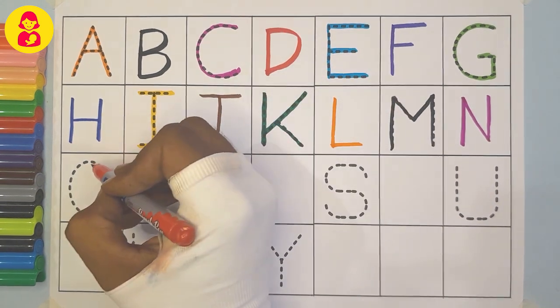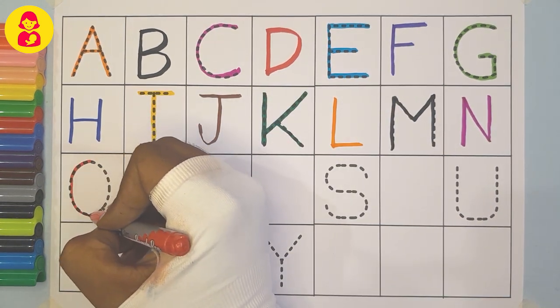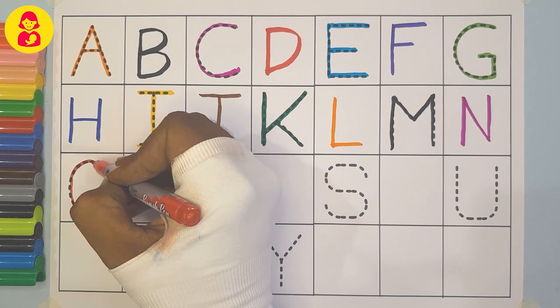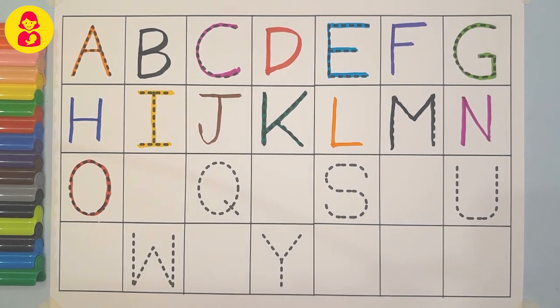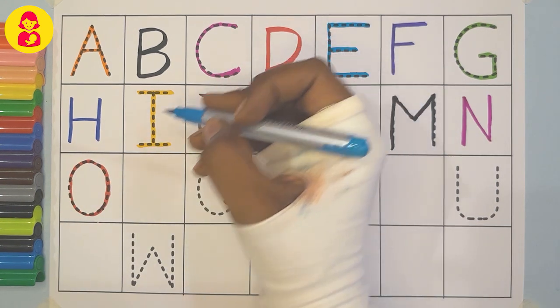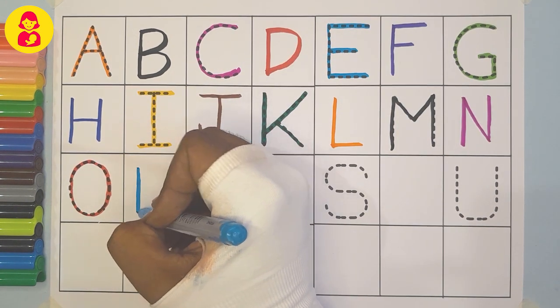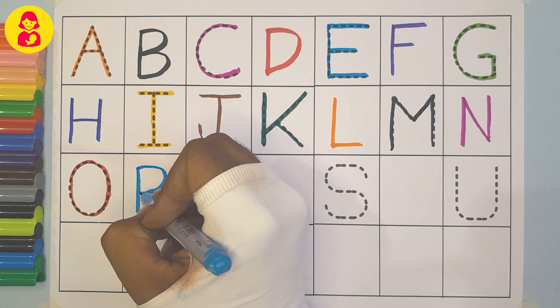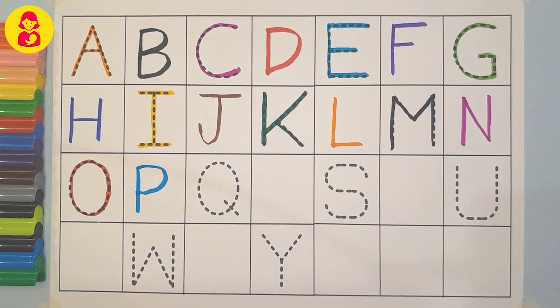Red color. O. O for orange. O for orange. Light blue color. P. P for pink. P for pink.